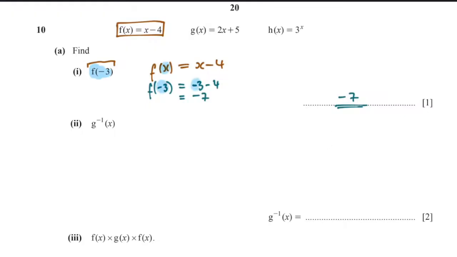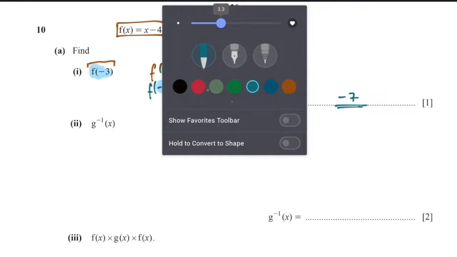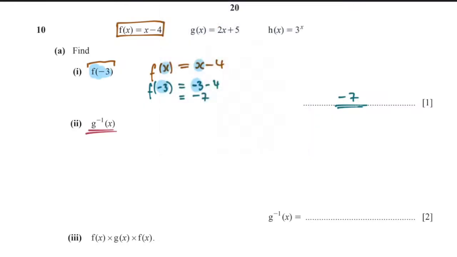Find the inverse of g of x. You start with g of x. g of x is equal to 2x plus 5. Okay, that is the g of x. It is equal to 2x plus 5. We want to find its inverse.